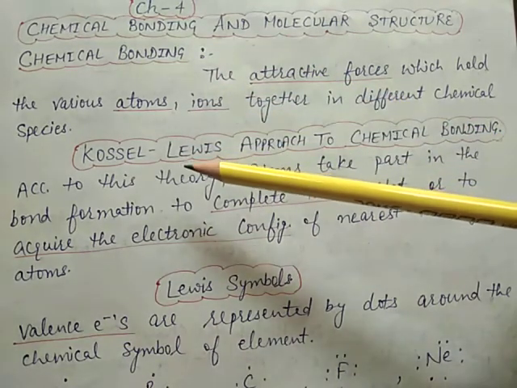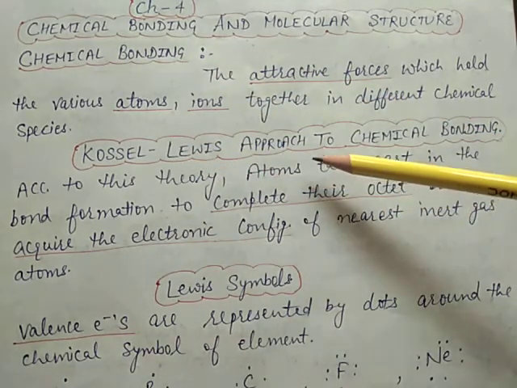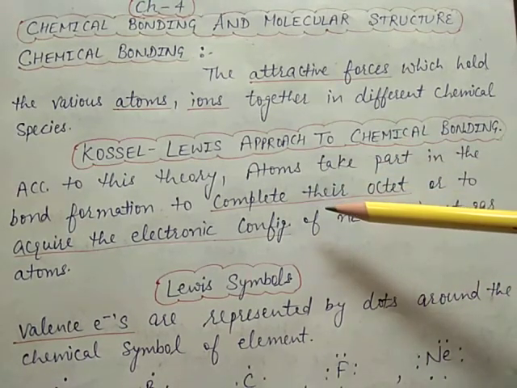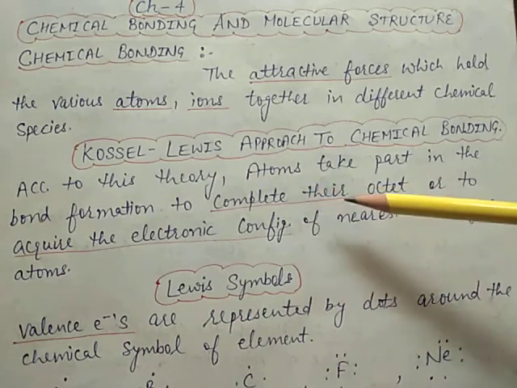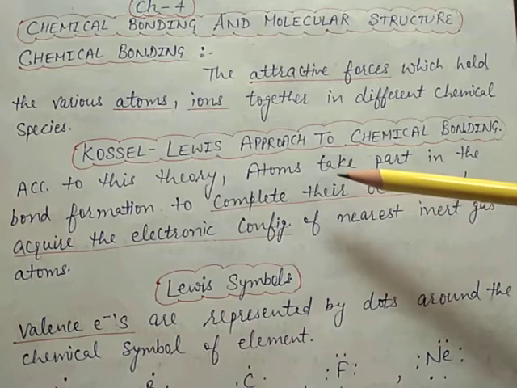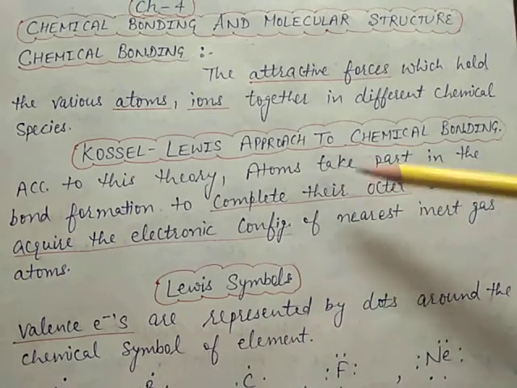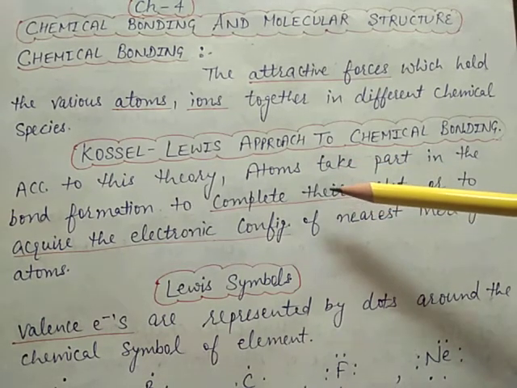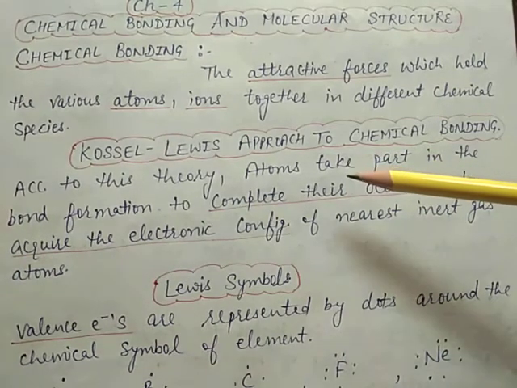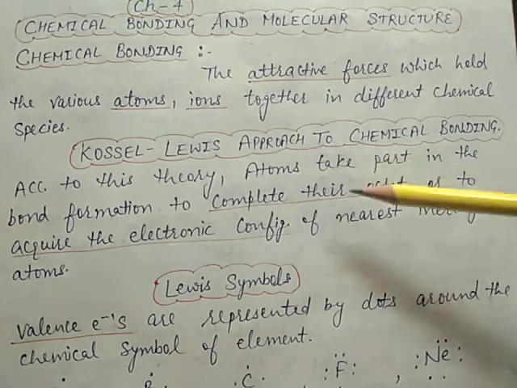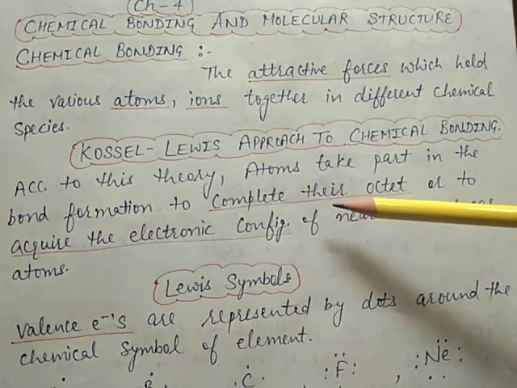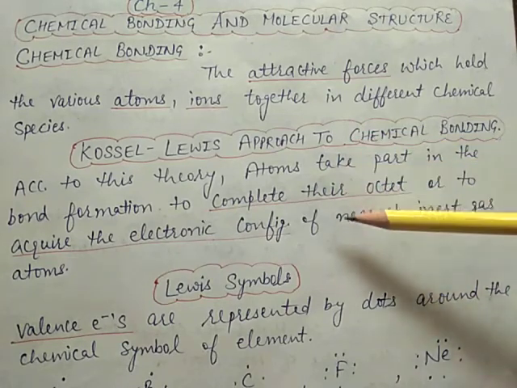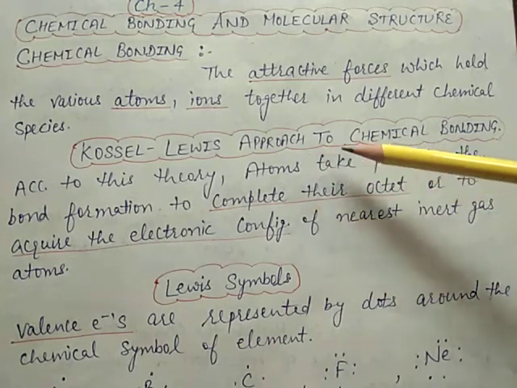Now, next is the Kossel-Lewis approach to chemical bonding. In 1916, Kossel and Lewis gave the first successful explanation about the cause of combination between atoms, which was based on the understanding of the electronic configuration of noble gases. This theory was based on the electronic concept of atom, so it is called the electronic theory of valency.